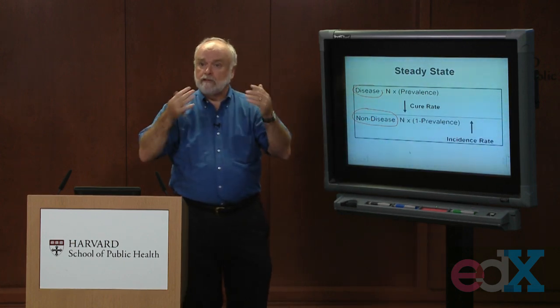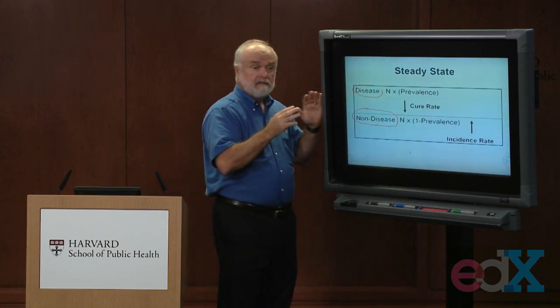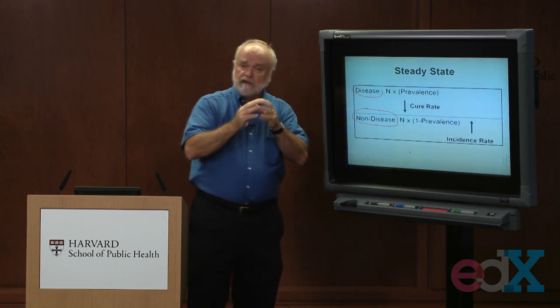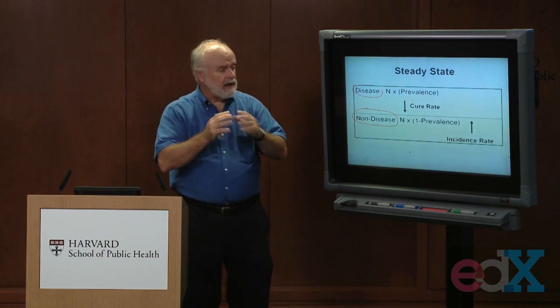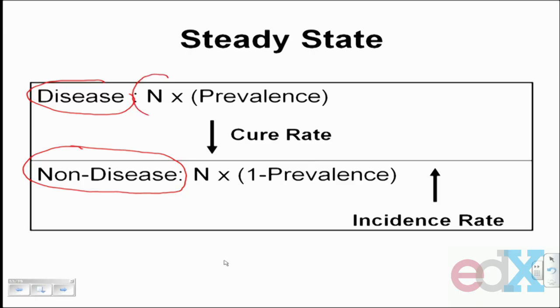Well, what describes the movement? And what describes the numbers of people who are moving down or moving up? Well, in terms of the diseased people, if I say every point in time I have the same numbers of diseased people, and I have n people at any point in time in the entire population, the number of diseased people is going to be nothing more than n times the prevalence. If I have 10,000 people in a population, and the prevalence of disease is 10%, then 10% times 10,000 people, 1,000 people will have the disease, and 9,000 people won't have the disease.